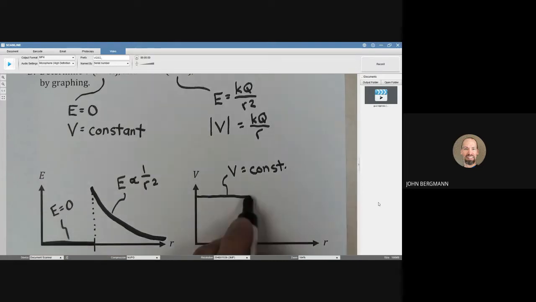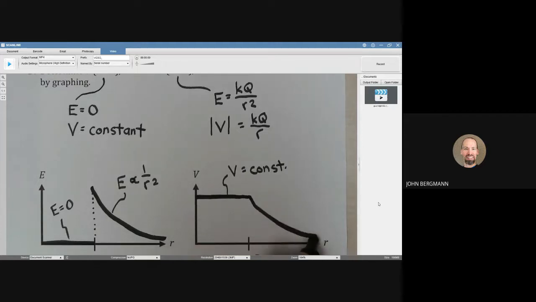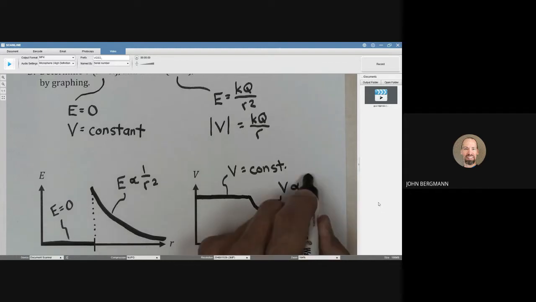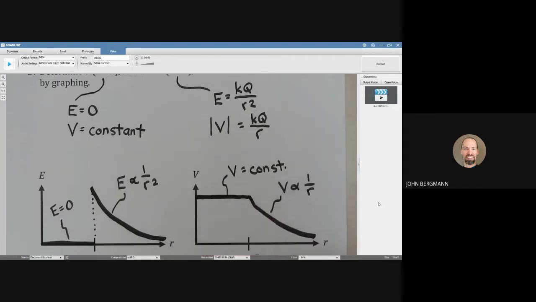And our voltage is going to taper off, but not as rapidly. You can see in the equation that it only tapers off, it's proportional just to 1 over r. So it decreases also, but not as rapidly as the electric field. So there's a little bit of a connection there between the electric field and the potential.